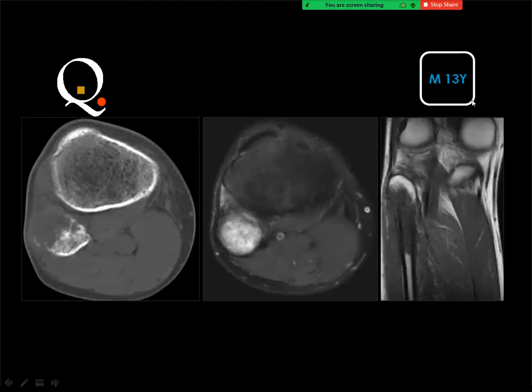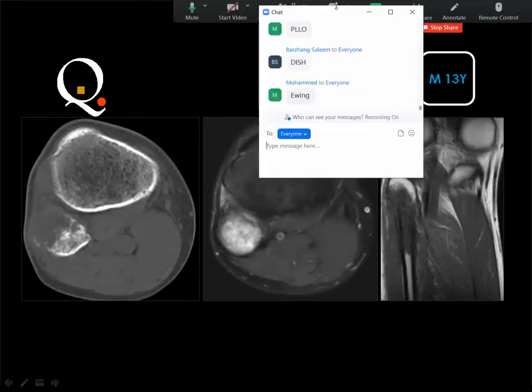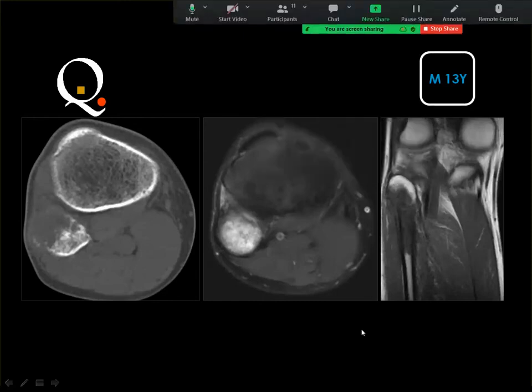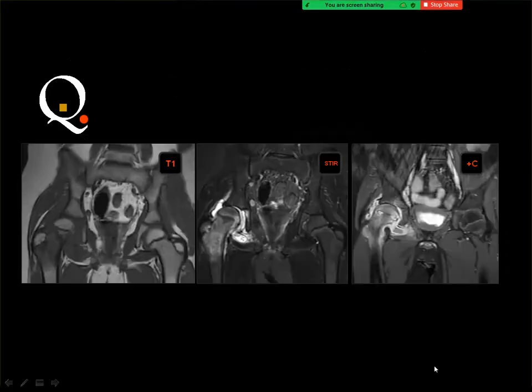Male, 13 years old, with a lesion in the fibula. This is a destructive lesion in the fibula by CT, with high signal in the T2 fat-saturated and low signal in the T1. This is Ewing sarcoma, right? The answer is right. Destructive lesion representing Ewing sarcoma.